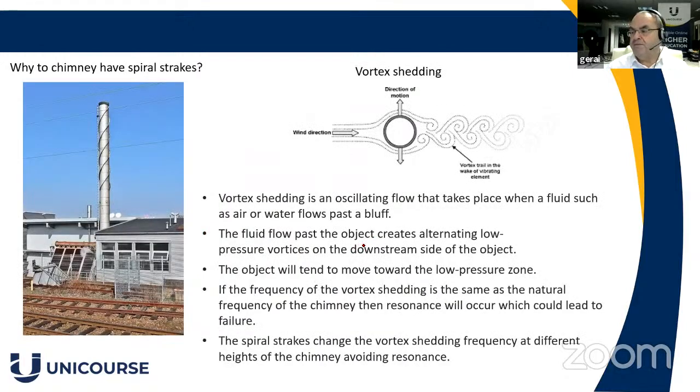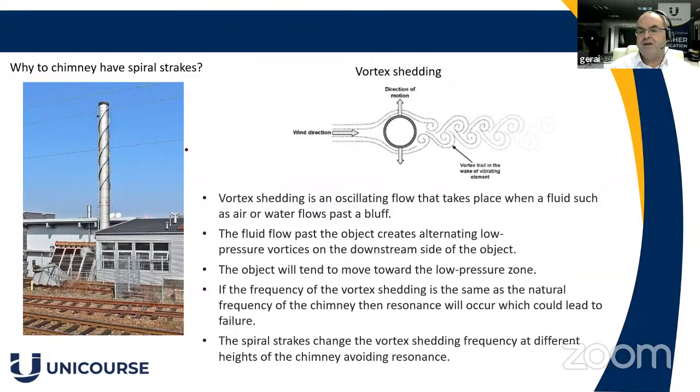Right, so that's one example, and you're asked to give practical examples. There's lots of them if you go online, of bridges collapsing and all sorts. This is one example I've put on here. I've asked the question, why do chimneys have spiral strakes? I'm sure you've all seen chimneys like this with these spirals going up and down. Why are they there? Have you ever thought that? I hadn't till a few years ago.